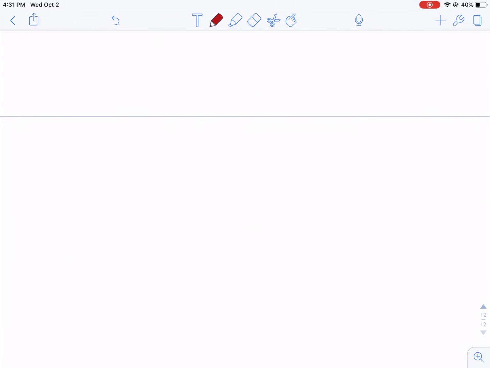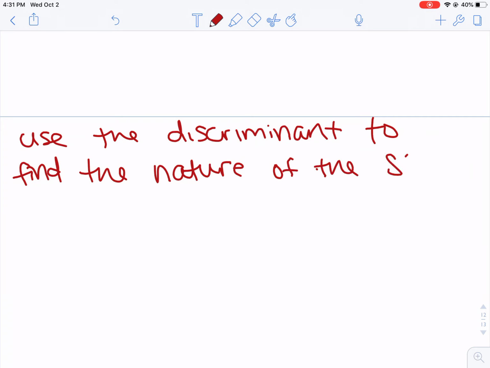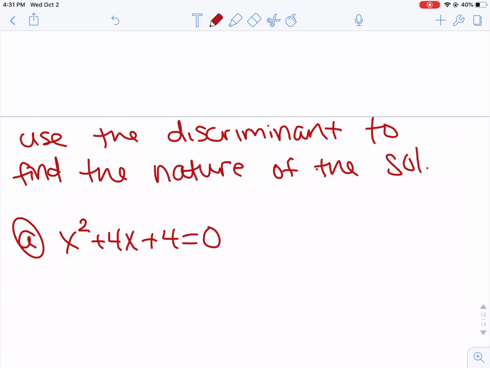So if it says use the discriminant to find the nature of the solutions, then you're going to do the following. So for A, we have a couple examples here. We have x squared plus 4x plus 4 equals 0.